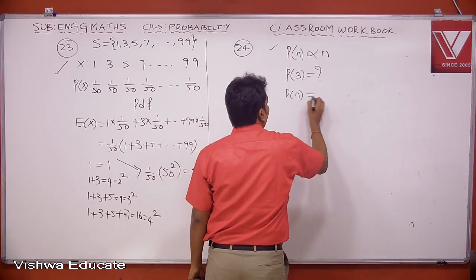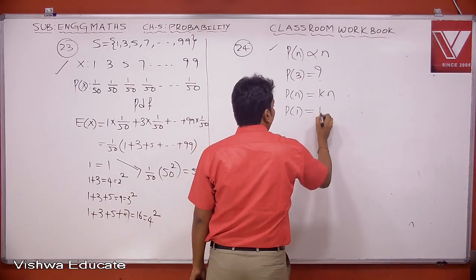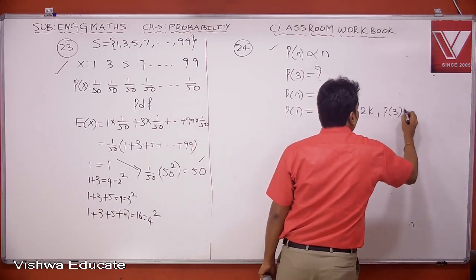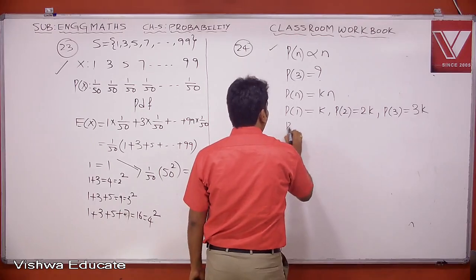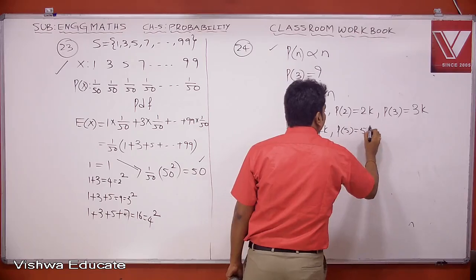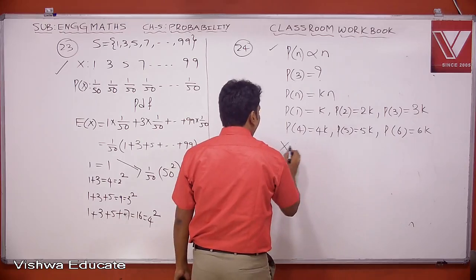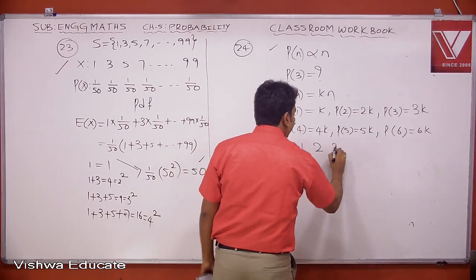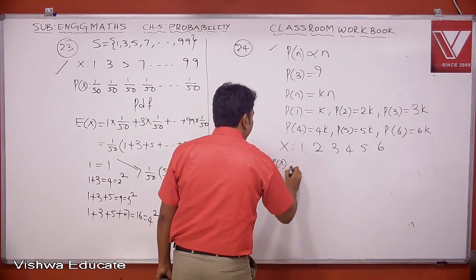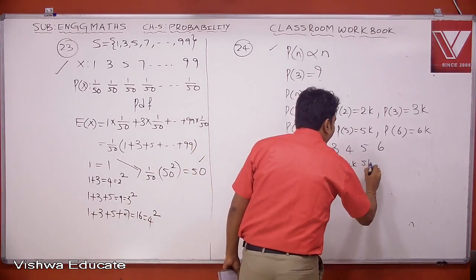So here P of n equal to k into n. Therefore P of 1 equal to k, P of 2 equal to 2k, P of 3 equal to 3k, P of 4 equal to 4k, P of 5 equal to 5k, P of 6 equal to 6k. That means the PDF is given like this. Random variable x takes 6 values, 1, 2, 3, 4, 5, 6. The probabilities will be like this: k, 2k, 3k, 4k, 5k, 6k.